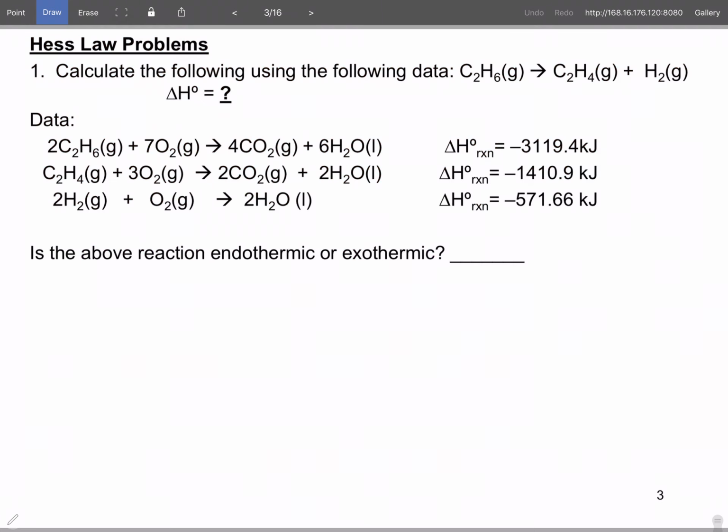So here we go. Calculate the following using the data. Okay, so this is our goal. This is the equation we're aiming for. You can call this the key to it, the goal, the end result, whatever.